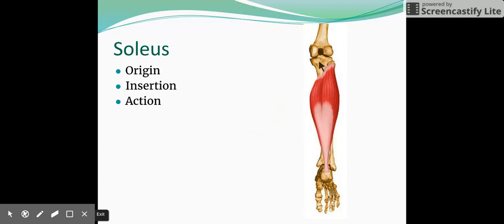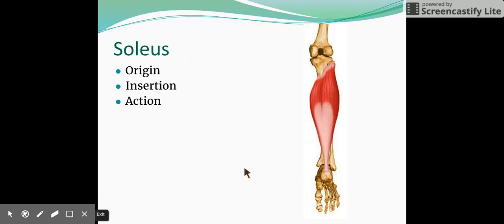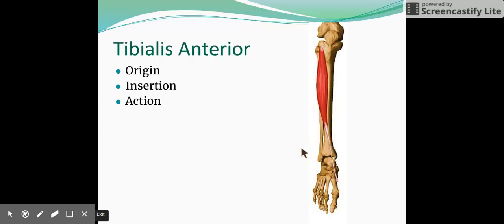Underneath gastrocnemius, we have the soleus. Its origin is here at the tibia and the fibula, and then its insertion point is at the same place. Gastrocnemius and soleus actually come together, and they form your Achilles tendon or your calcaneal tendon. And they both insert here at the calcaneus. They actually form the same tendon. They come together and form that tendon. Again, the action here is to help with plantar flexion.